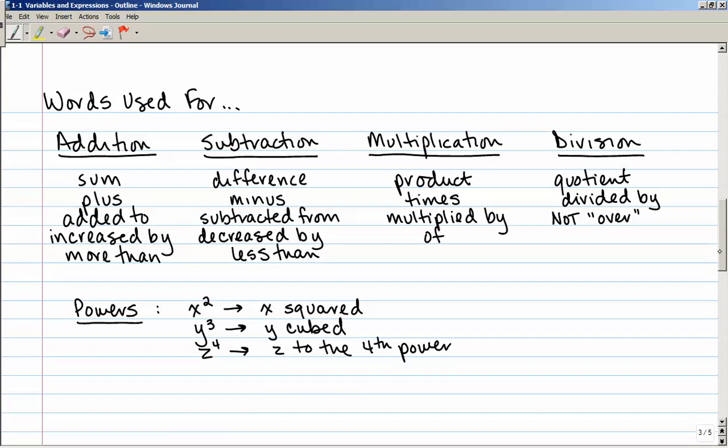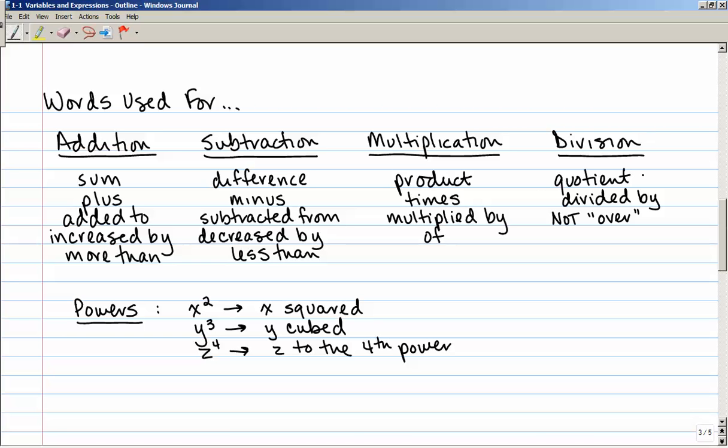Here are some words that are used for some of the basic operations. If we're doing addition, we can use the words sum, plus, added to, increased by, and more than. If we're talking about subtraction, we can use the words difference, minus, subtracted from, decreased by, and less than. Multiplication, we can use the words product, times, multiplied by, and the little word of. So if we say 3/4 of x, that would mean 3/4 times x.